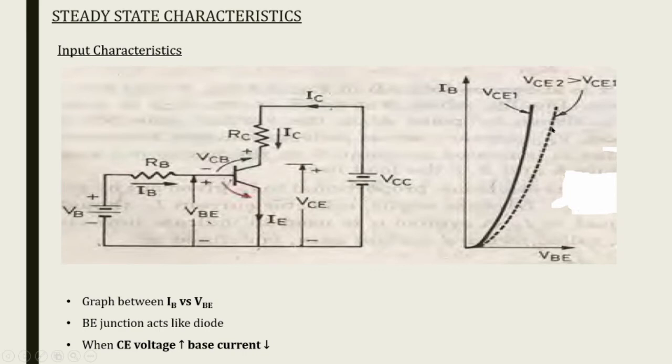So from this figure it is evident that the base current reduces as the VCE, the collector emitter voltage, increases. Okay. So when the collector emitter voltage increases, the base current reduces. So this is the input characteristics of a power BJT. Okay.